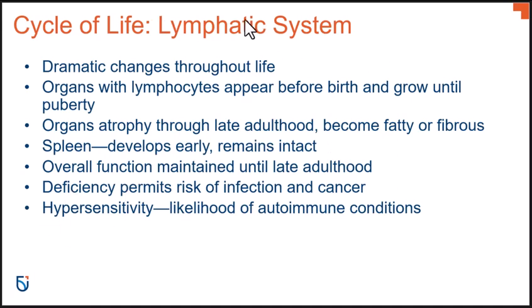Overall, our lymphatic system does maintain itself well until late adulthood in most people. And then once it starts to reduce in function or becomes deficient, it does permit the potential spread of an infection or worsening of an infection, as well as even cancer. Some people have hypersensitivity of their immune system that can make them more likely to develop autoimmune conditions, where it's almost like their immune system is acting so well that it can attack itself.